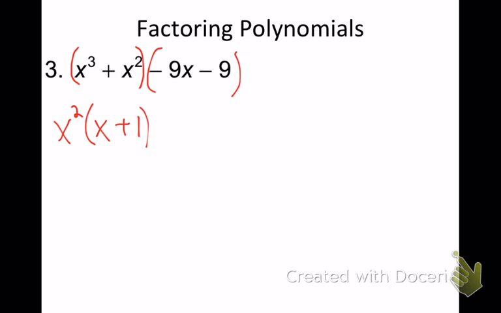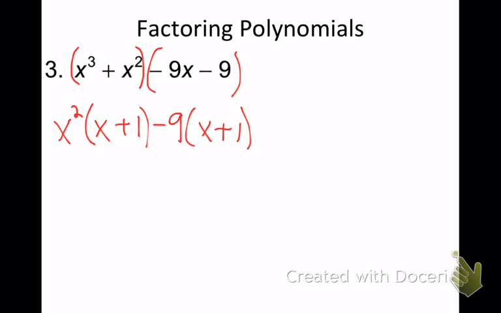I need a 1 there. Why would it not be 0? Because if I multiply by 0, what do I get? 0. So it has to be a 1 there, right? Now the right side, what's going to come out of negative 9x minus 9 where they both have in common? Negative 9. Now that leaves me with x plus 1.